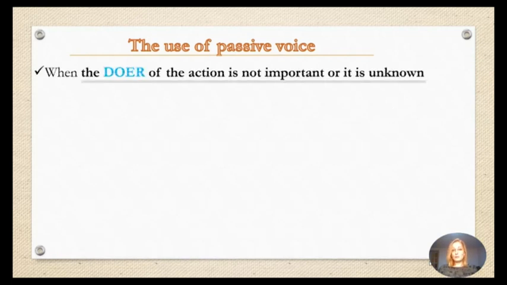We use passive voice when the doer of the action, the performer, the person who does the action, is not important or we don't know who they are. So, for example, this was the example in the last lesson. When we say the window was broken, we actually think that it is not important to say who broke it, or it is unknown to us who broke it.